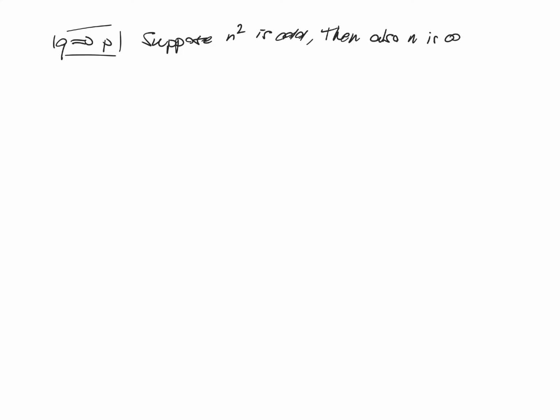So we now have proven half of the statement. We still need to prove the other half. The other half that we need to prove is that Q also implies P. So we have to prove that suppose that n squared is odd, then also n is odd. The way we will prove it is by contradiction.